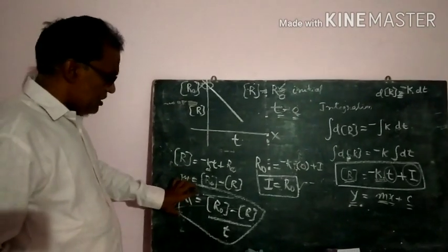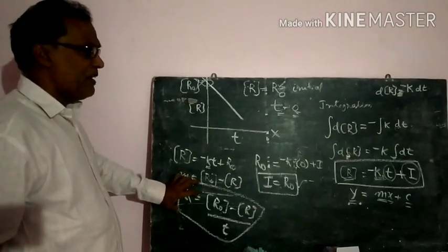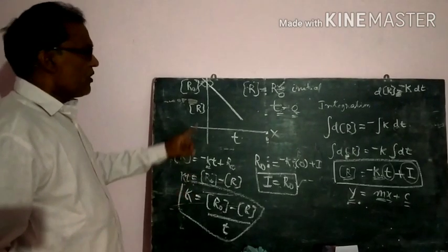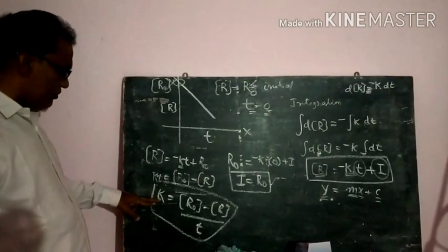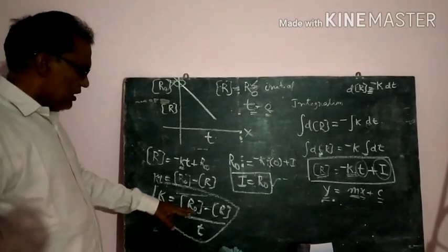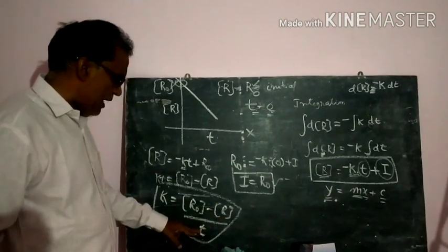So this equation we will use for the half-life period also. So for the zero order, what is the integrated rate equation we got finally? K is equal to the initial concentration minus the final concentration by t.